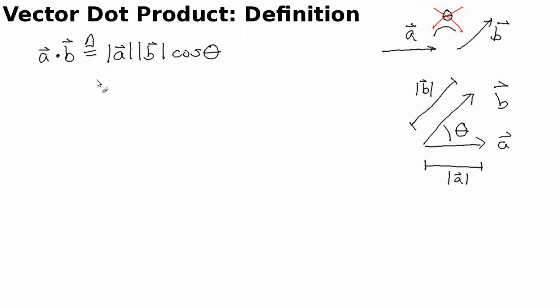A common thing we might want to do with this definition is to solve for the angle theta between the vectors, given a dot product computation, which we'll talk about later. So we can just rearrange this expression and get that theta is the arc cosine of the dot product of A and B divided by the product of their magnitudes.